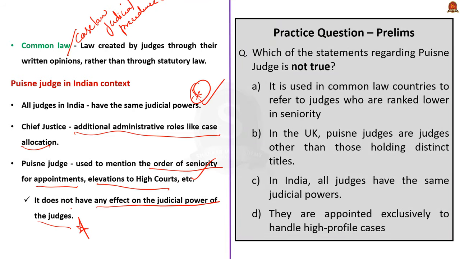So with this knowledge, let us try to answer this particular question. Here all the statements are correct except option D. Pusni judges have nothing to do with high profile cases. In India, this term is actually used while considering the order of seniority for appointments and elevation to high courts. And it does not affect a judge's judicial power. So the correct answer here is option D, since the question asked for the incorrect statement.